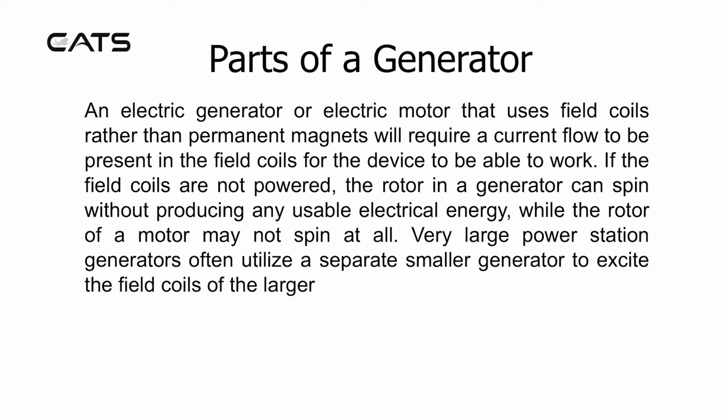An electric generator or electric motor that uses field coils rather than permanent magnets will require a current flow to be present in the field coils for the device to be able to work. If the field coils are not powered, the rotor in a generator can spin without producing any usable electrical energy, while the rotor of a motor may not spin at all. Very large power station generators often utilize a separate smaller generator to excite the field coils of the larger.